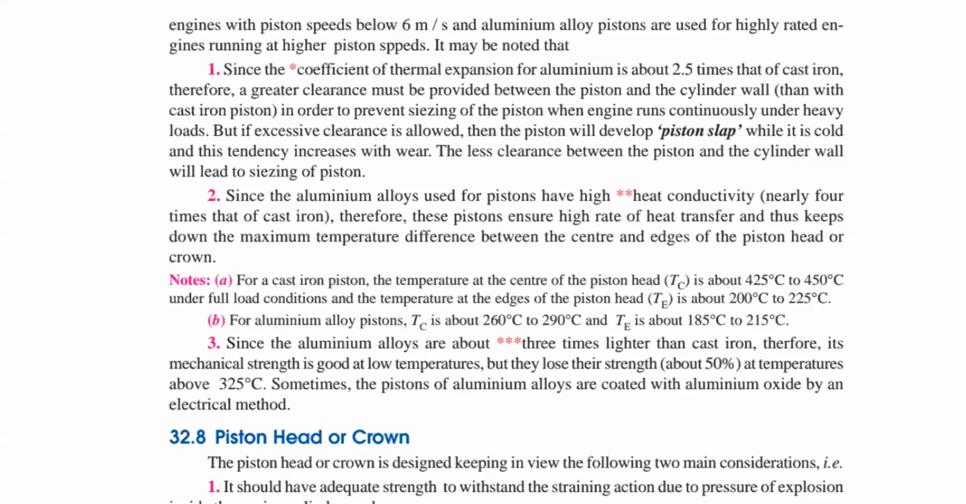Right. So the second point is, since the aluminum alloy used for the piston has high heat conductivity, these pistons ensure a high rate of heat transfer that keeps down the maximum temperature difference between the center and edges of the piston head. And temperatures are 425 to 450 degrees centigrade under full load conditions.